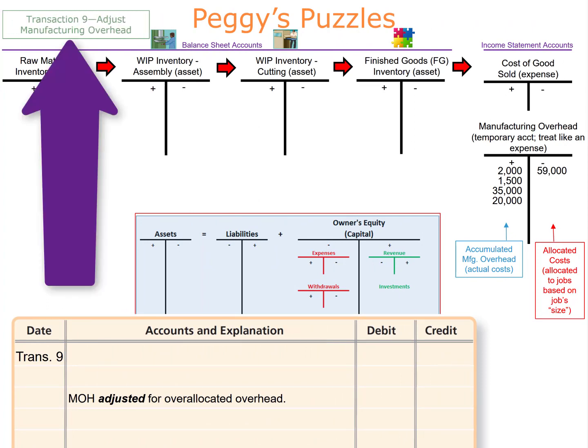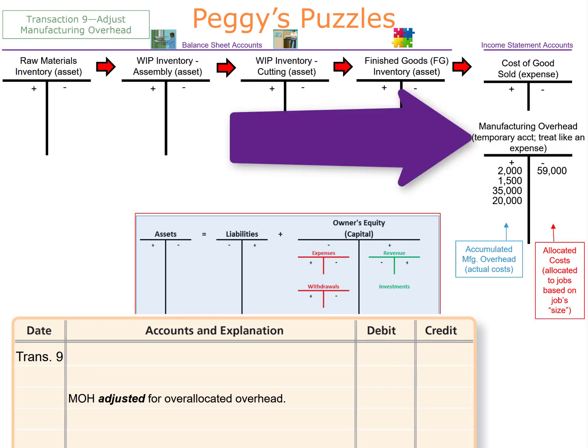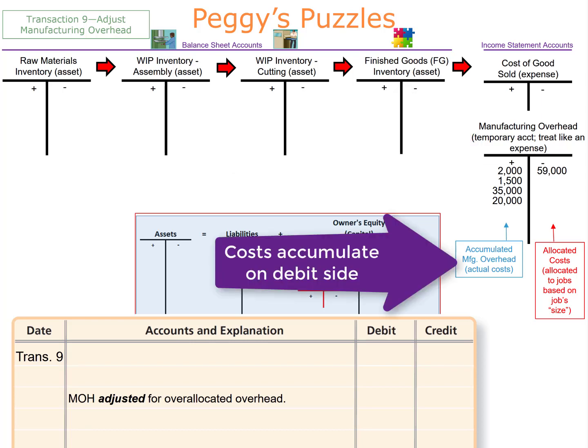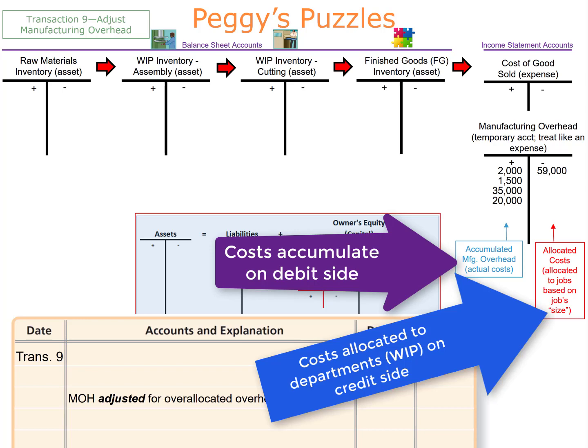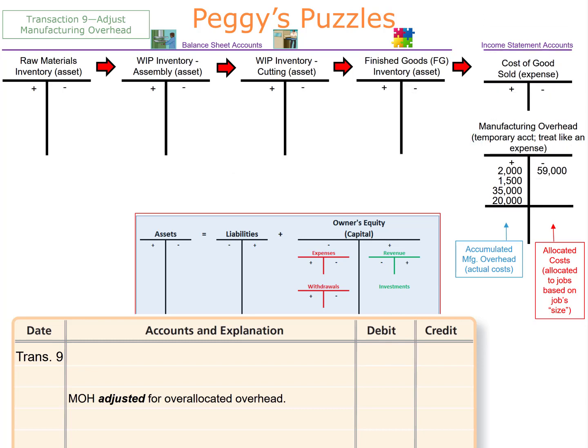The last transaction is number 9, adjusting manufacturing overhead. Remember, the manufacturing overhead account is a temporary equity account that is treated like an expense. It accumulates overhead expenses until they can be allocated to the different departments' work in process inventory accounts. Then at the end of the period, we have to close the account with cost of goods sold being the other account. So now we need to total the manufacturing overhead account. We add the debits and subtract the credits, and we find out we have a credit balance of $500.